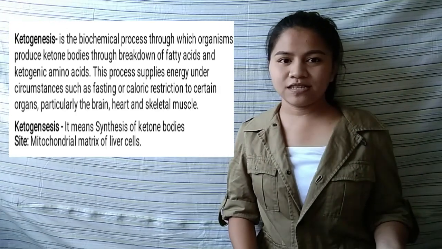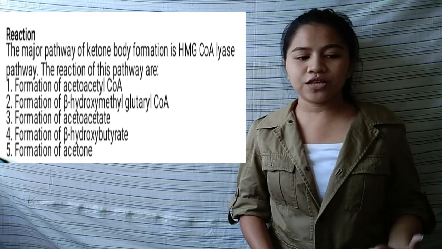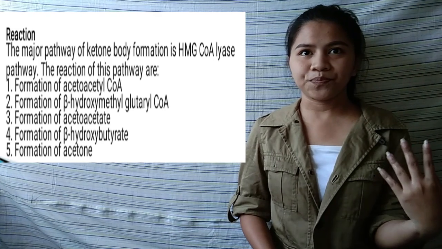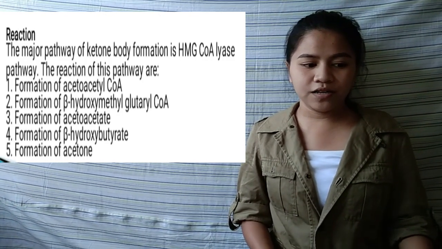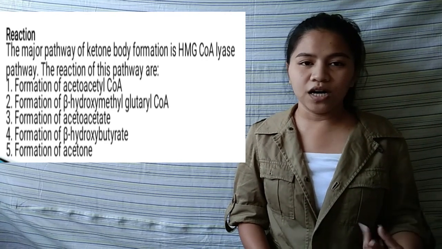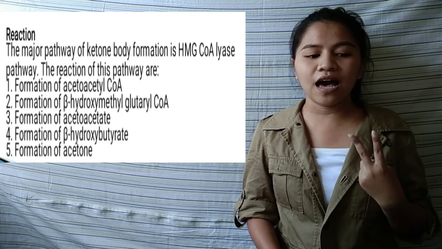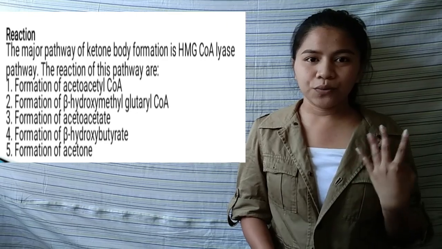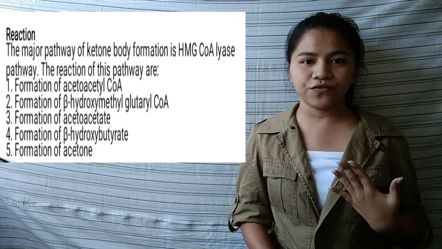The site of this ketogenesis is the mitochondrial matrix of liver cells. The major pathway of ketone body formation is the HMG, or hydroxymethyl glutaryl CoA lyase pathway. This pathway has five reactions. First, formation of acetoacetyl CoA. Second, formation of beta hydroxymethyl glutaryl CoA. Third, formation of acetoacetate. Fourth, formation of beta hydroxybutyrate. And fifth, formation of acetone.